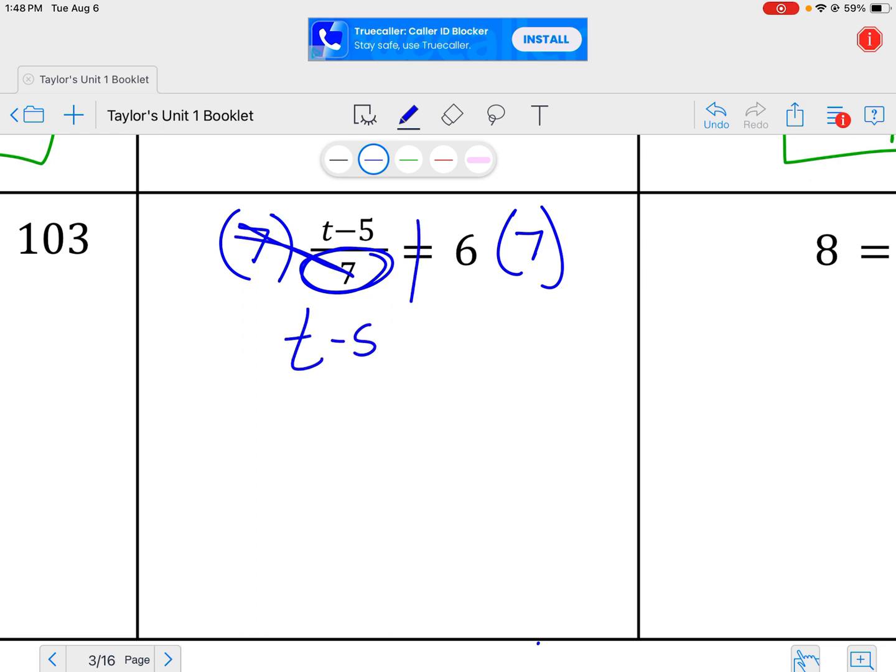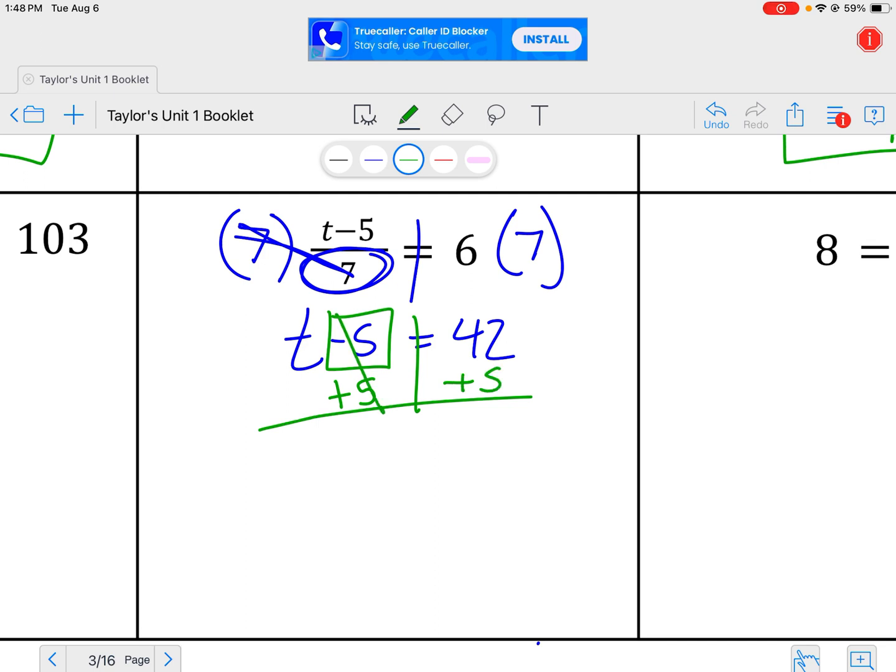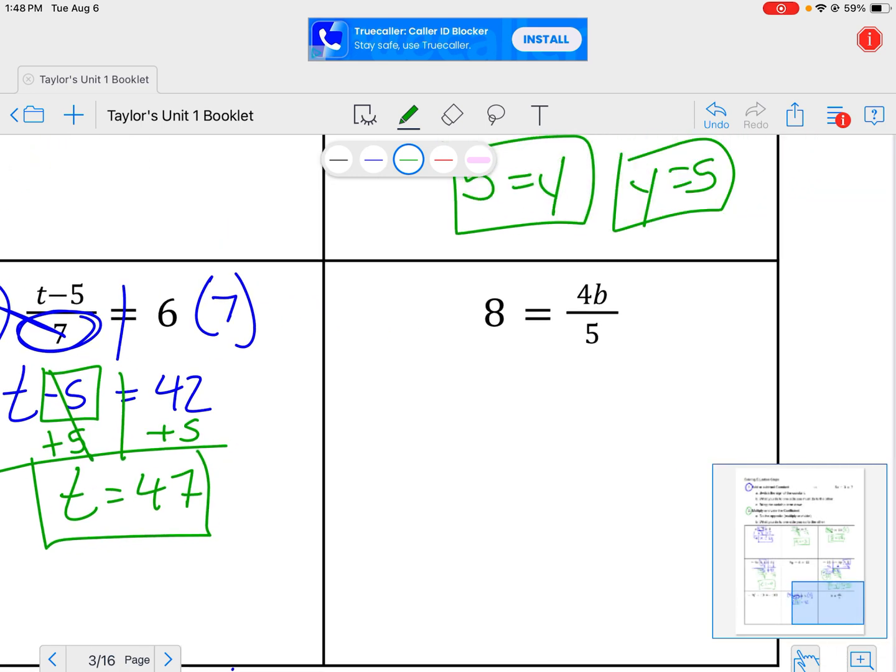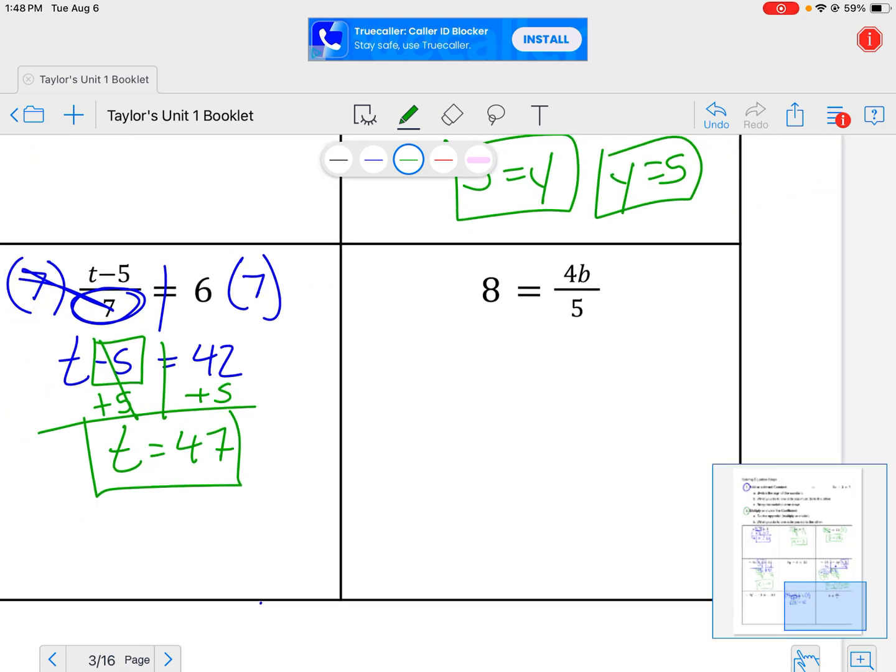I bring the t minus 5 down here. And then 6 times 7 should be 42. Now I actually have a constant because the -5 is by itself. It is not next to the t. I need to flip the sign. What I do to one side, I do to the other. So t is going to equal 47. And again, I want you to do this problem as well and then check it with the class notes.